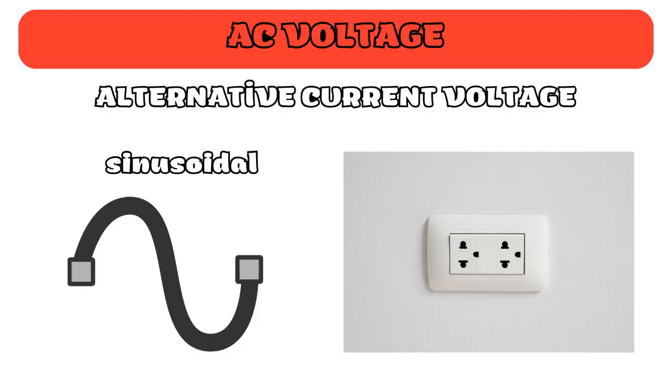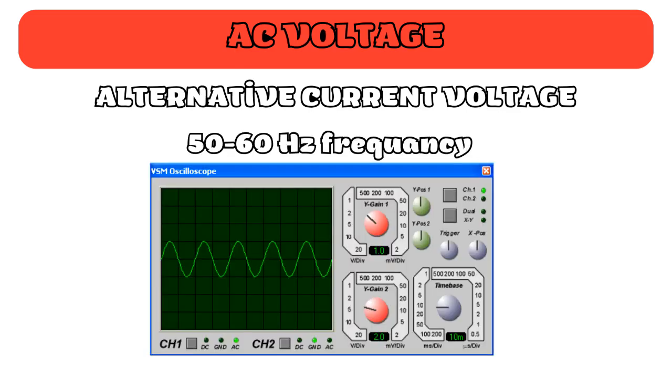AC voltage. AC voltage stands for alternating current voltage. It is a type of electrical voltage that changes direction periodically, usually in a sinusoidal waveform, and is used to power many electrical devices and appliances in our homes and businesses. In an AC circuit, the voltage changes direction 50–60 times per second and is measured in volts RMS, which is a measure of the effective voltage of an AC waveform.